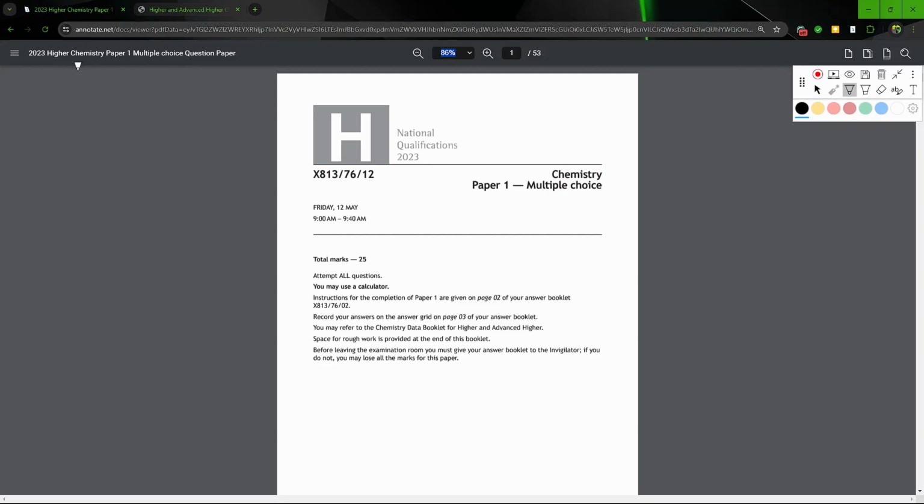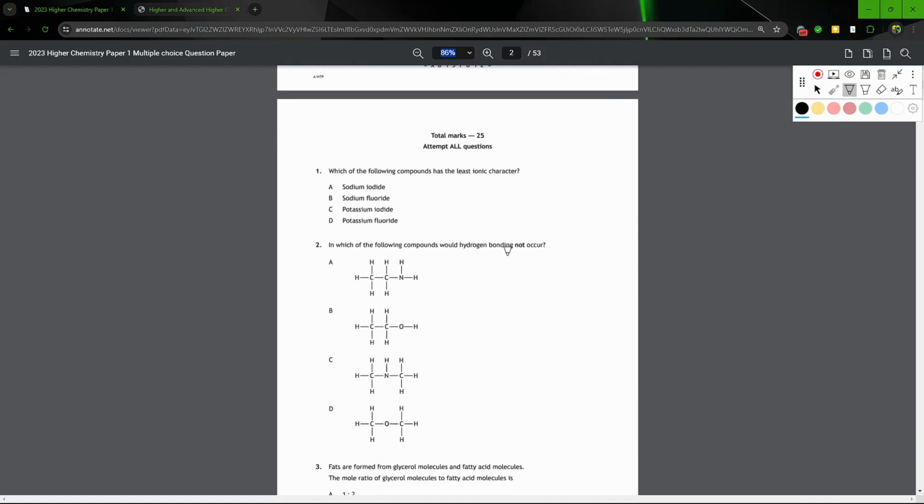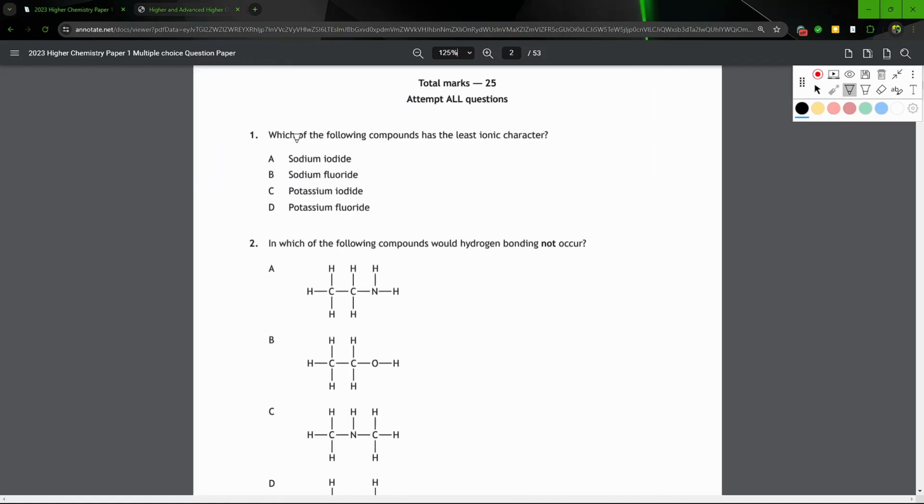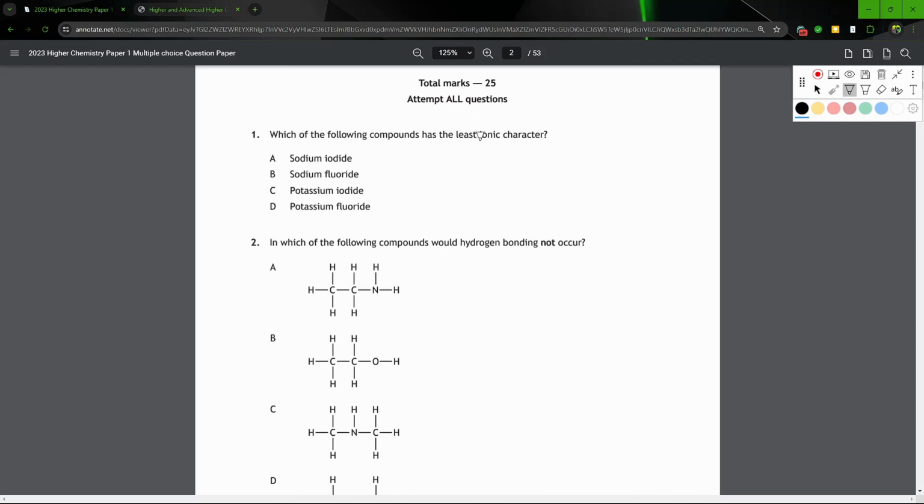Only 25 marks, and it's multiple choice, so you'll be alright. So yeah, I'll stop wasting time, we'll get straight into it. So, first question, we have, which of the following compounds has the least ionic character?